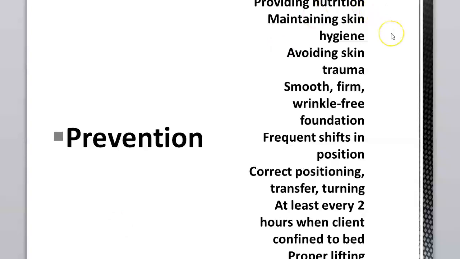So right here we have, to sum it up, prevention is providing nutrition, maintaining skin hygiene, avoiding skin trauma, a smooth, firm, wrinkle-free foundation, making sure the patients aren't lying or sitting on a lot of wrinkles in their beds, correct positioning, transferring, turning at least every 2 hours, but some patients may need to be turned more frequently than that. And of course, just like I said, proper lifting as well.